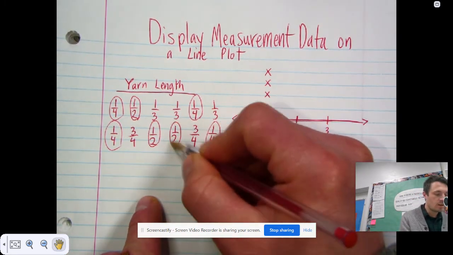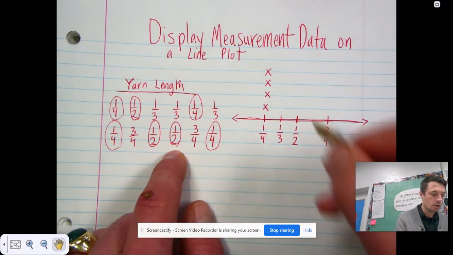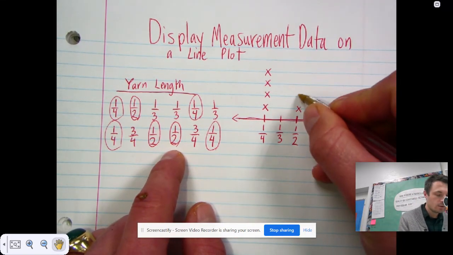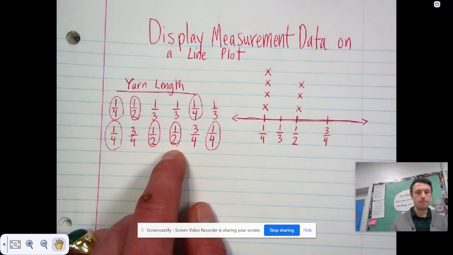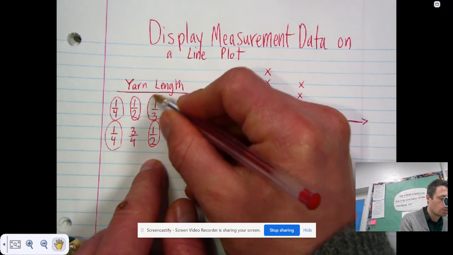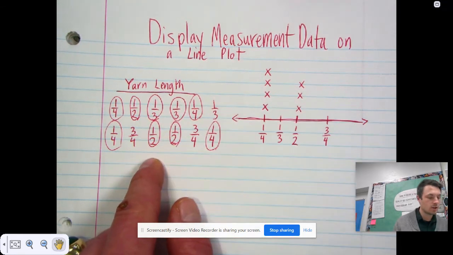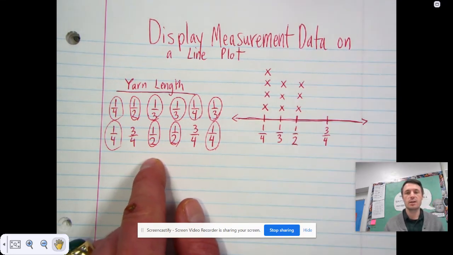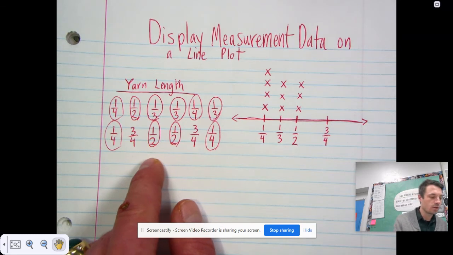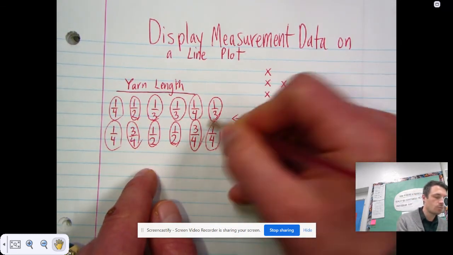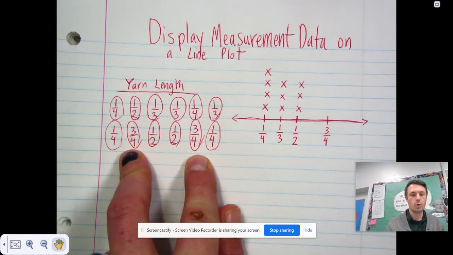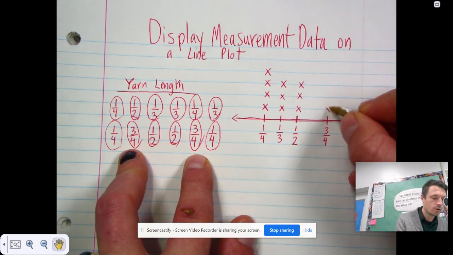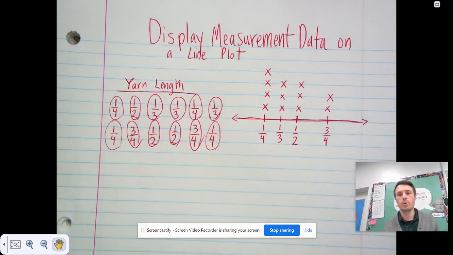Next, for 1/2, we have 1, 2, 3 pieces of yarn that are 1/2 a foot long. So we put 1, 2, 3 for 1/2. Next, we'll do 1/3. We have 3 pieces of yarn that are 1/3 of a foot long. So we put 1, 2, 3 X's above 1/3. And 3/4 is what's left. We have 1, 2 pieces of yarn that are 3/4 of a foot long. So we put 2 X's for 3/4.